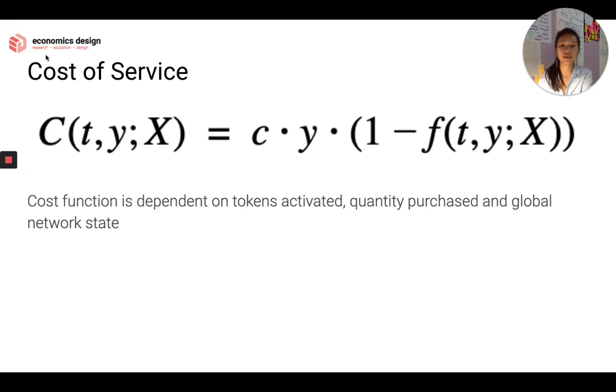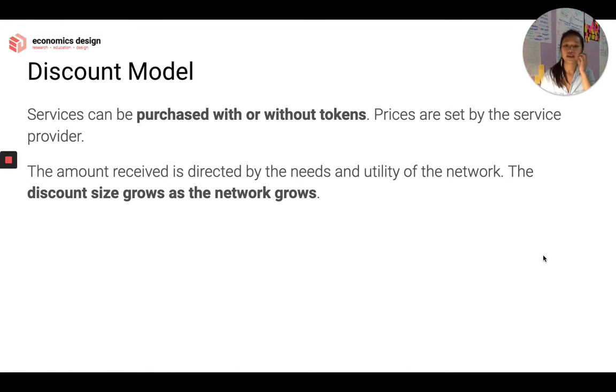So this is basically the cost of the service, the cost function. The cost function is dependent on tokens activated, the quantity purchased, as well as the global network state. So the discount model: the services can be purchased with or without tokens, and prices are set by the service provider, just like how bread is set in the supermarket or tuition fee is set by the tutors. So you can just buy the service anyway.